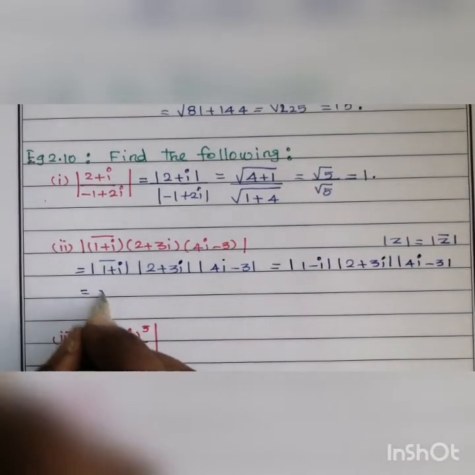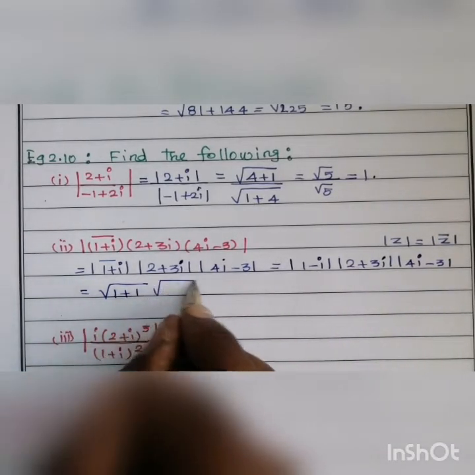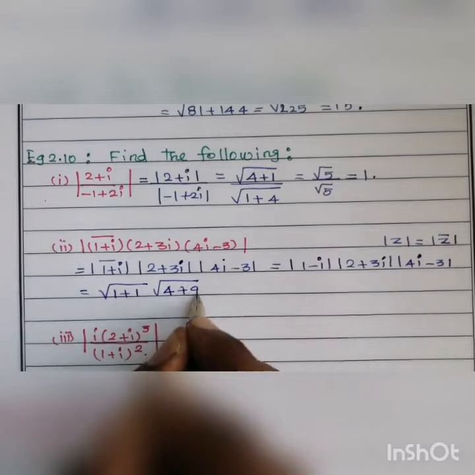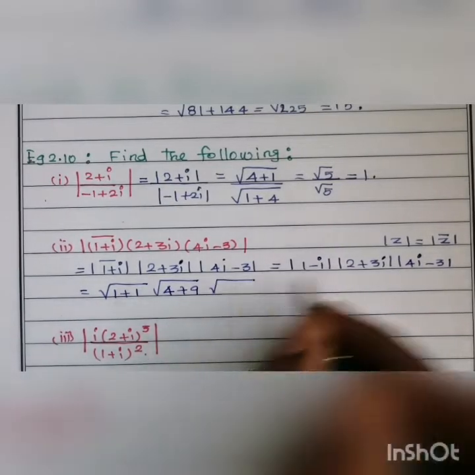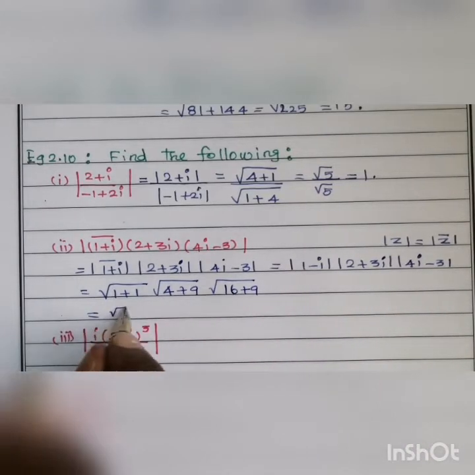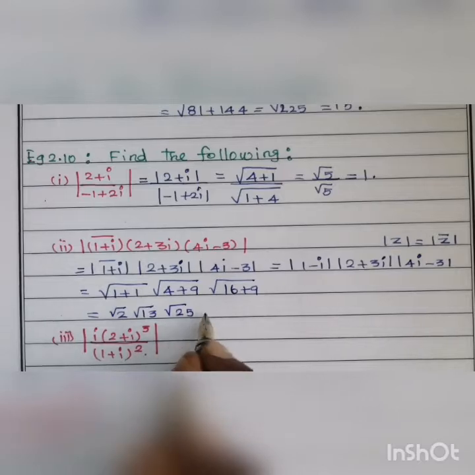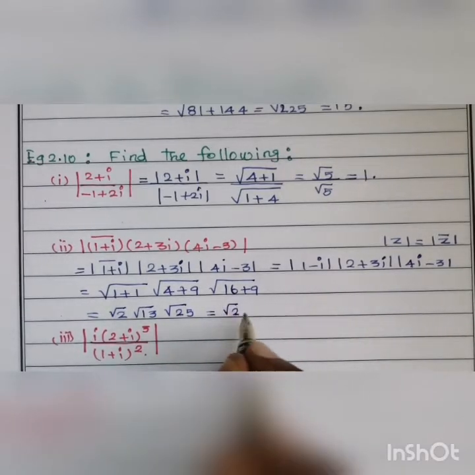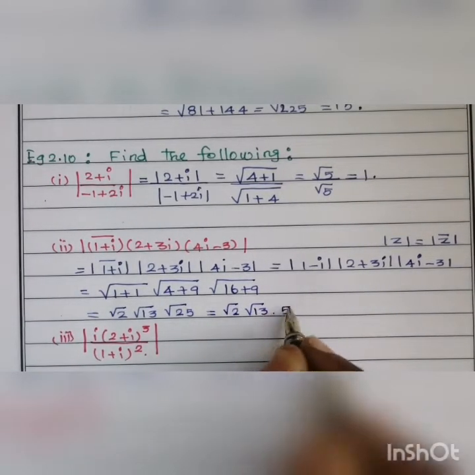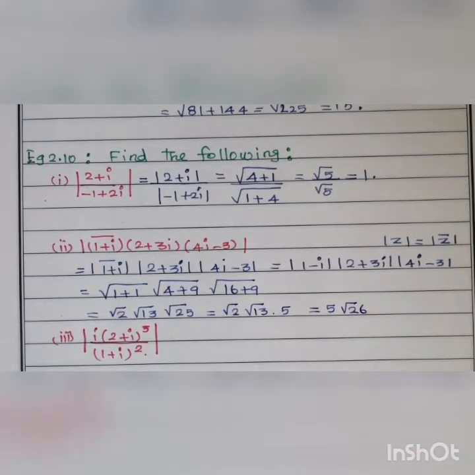So, that is equal to square root of real part the whole square plus imaginary part the whole square, into square root of 4 plus 3 3s are 9, and then square root of 16 plus 9. That is equal to root 2 into root 13 into root 25, that is root 2 into root 13 into 5, that is equal to 5 root 26.